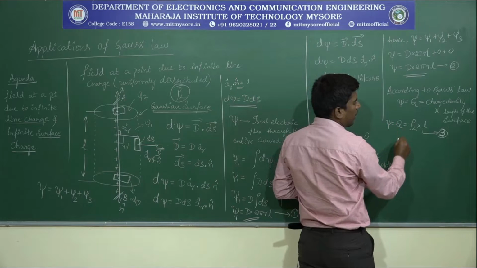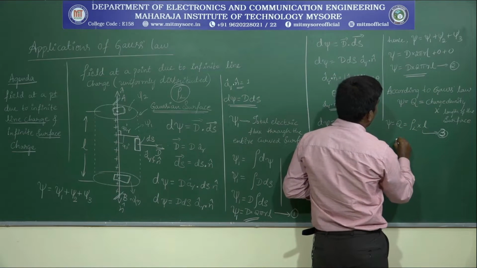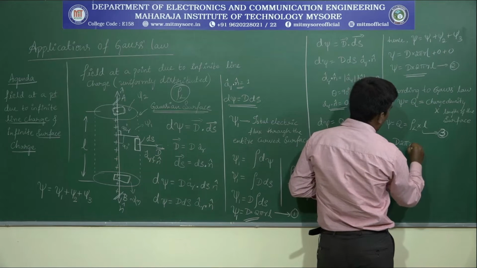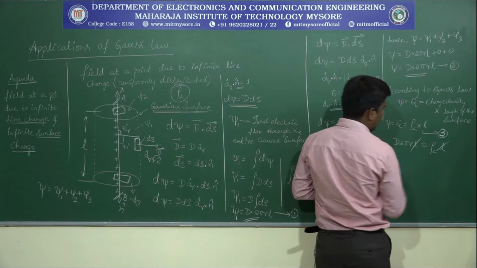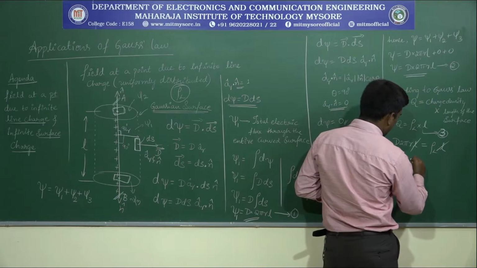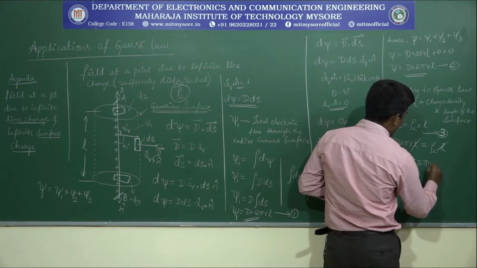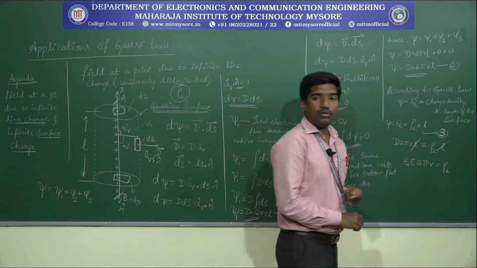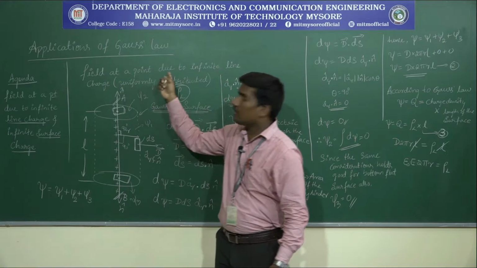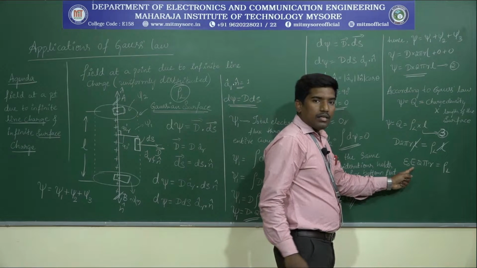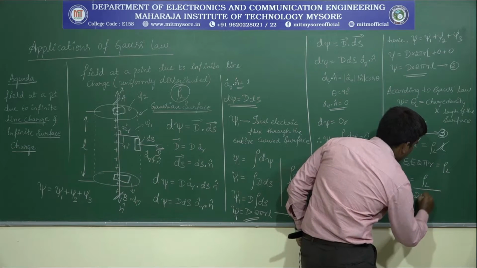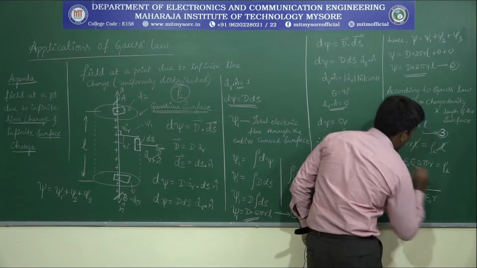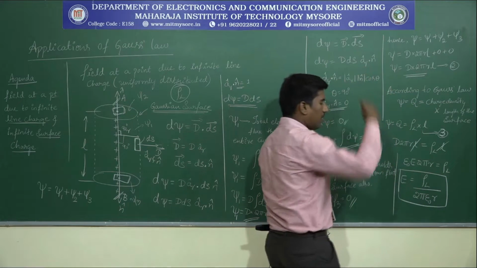So equating equations 2 and 3, what are you going to get? D into 2 pi R into L is equal to rho L into L. L gets cancelled. Then D can be written as epsilon naught into E into 2 pi R is equal to rho L. What is the agenda? Electric field at a point due to the infinite line charge. We need to solve this equation for E. Therefore, E is equal to rho L divided by 2 pi epsilon naught into R. This is the equation which we have derived already.